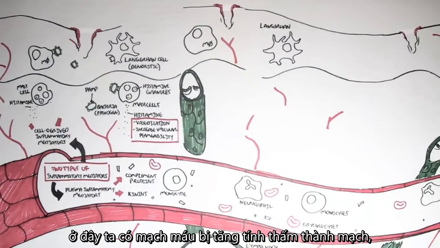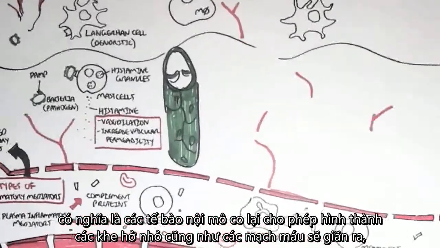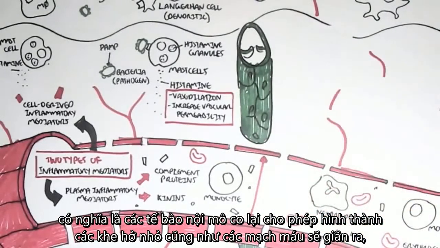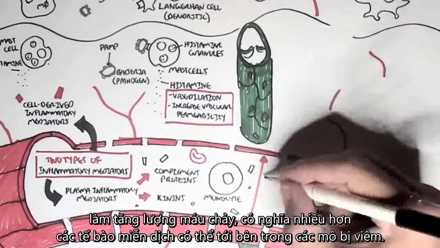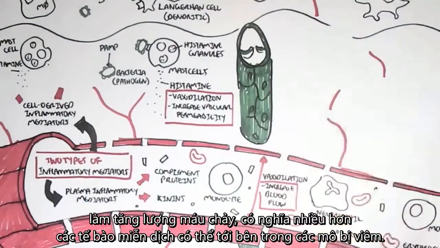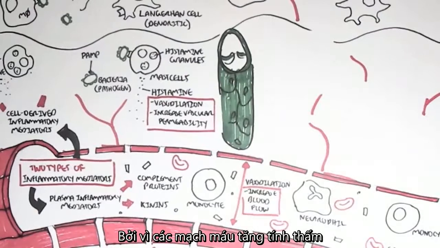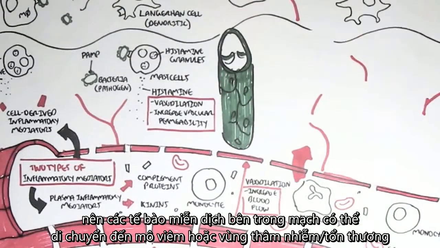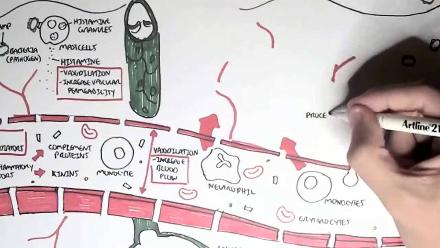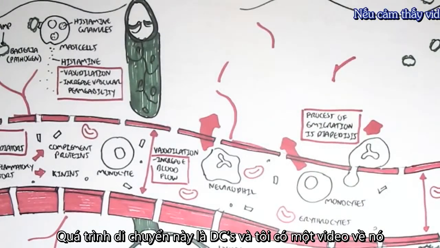So here we have the blood vessels increasing in vascular permeability, meaning the endothelial cells contract, allowing small gaps to form, as well as the blood vessel will dilate, vasodilation, which will increase blood flow, meaning that more immune cells can come inside the inflamed tissue. Because the blood vessels are permeable, these immune cells in the blood vessel can migrate to the inflamed tissue or the site of infiltration or injury. The migration process is known as diapedesis, and I have a video on that.